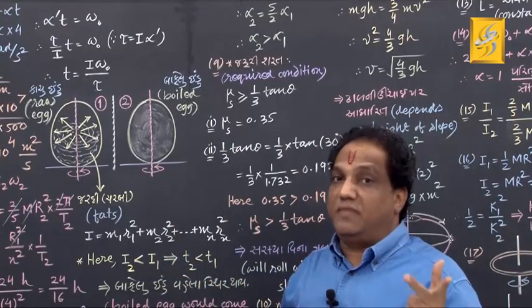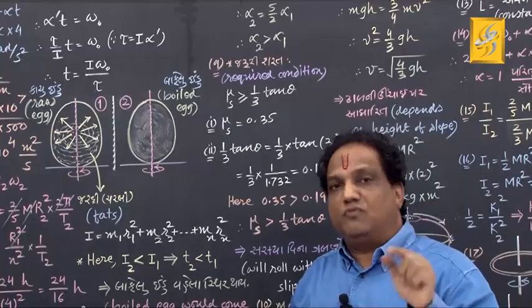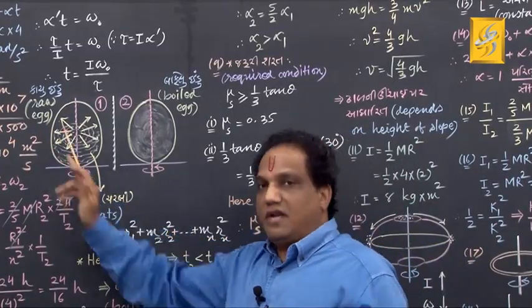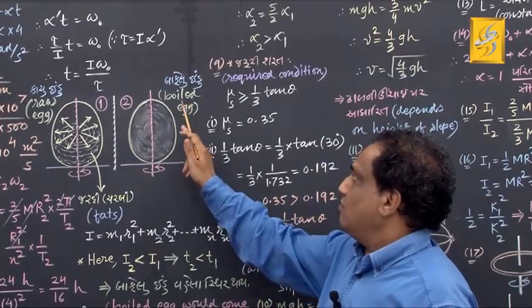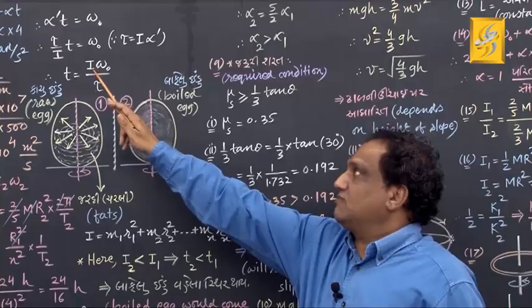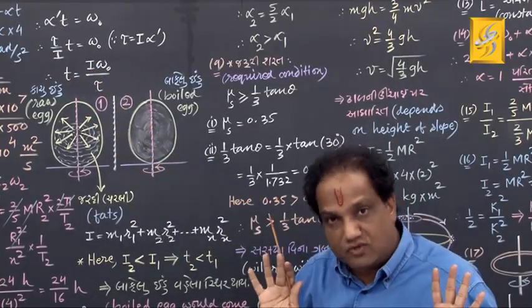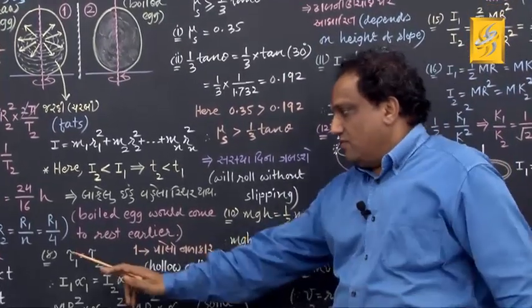In examination, they may ask the reverse question. They may ask which egg would come to rest later. Then the answer is raw egg. Right now they have asked which egg comes to rest first. It is boiled egg. Because of less moment of inertia, the time taken to come to rest is also less. Okay, fine. Now read number 8.